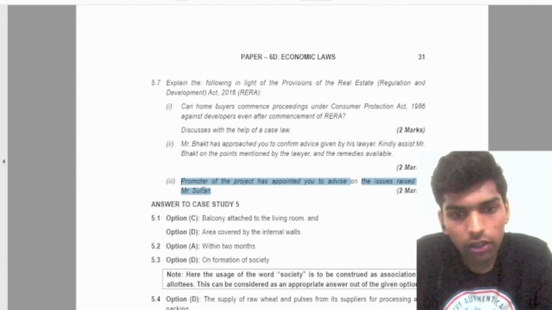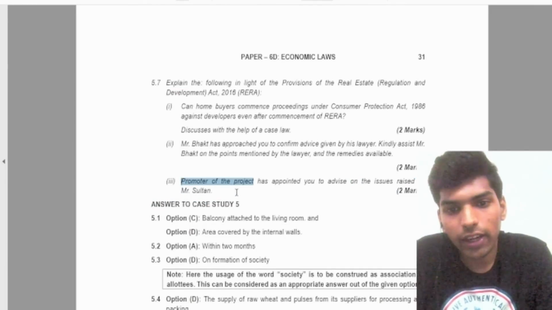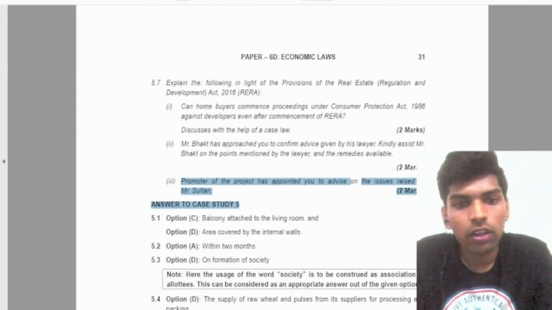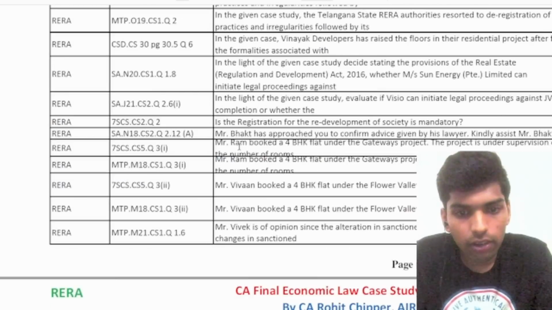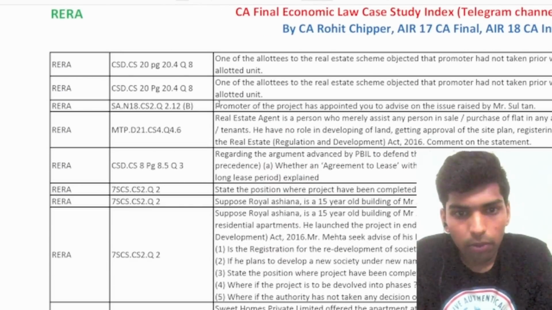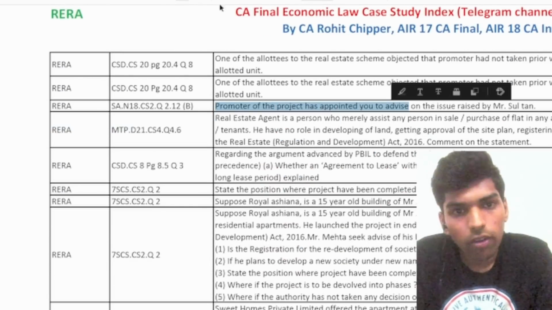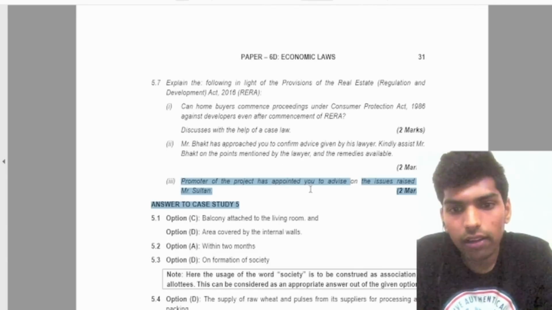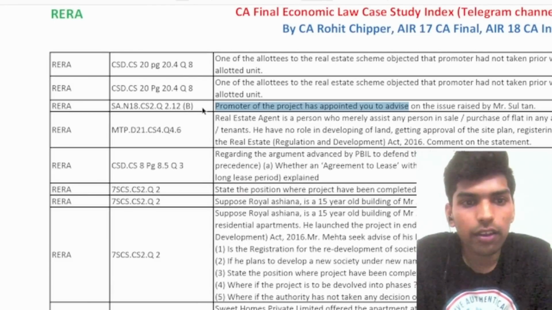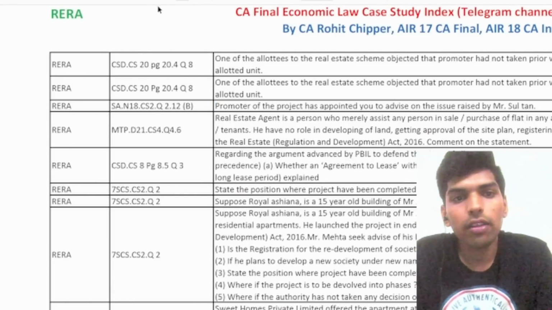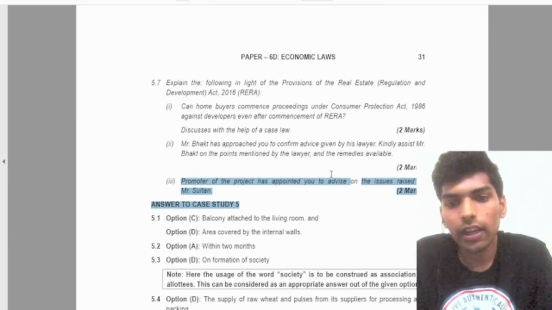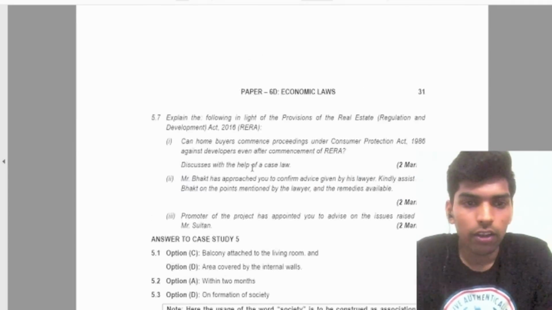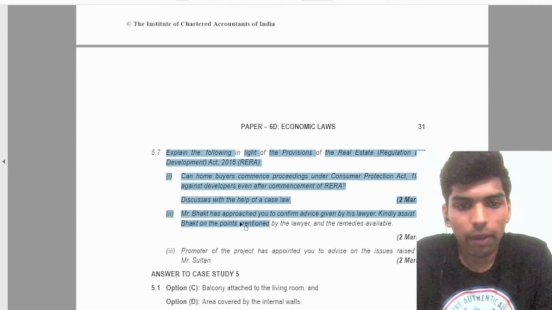It says promoter of the project has appointed you to advise on the issues. Again, I came here, I will search for my word. So here it is, promoter of the project has appointed you. Again, it is matching same to same. I will just open that reference here. So the reference here is suggested answer November 18. I will open this reference and just do the copy paste again, and I will get the full marks for this. So this is the way I have solved the question number 5.7.